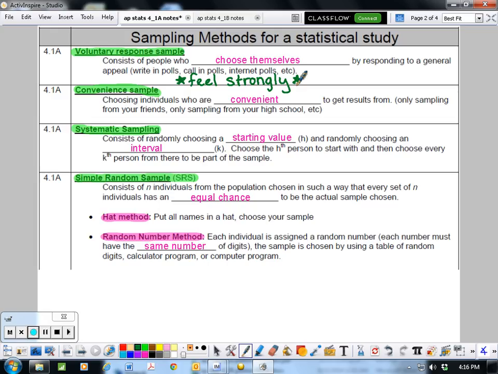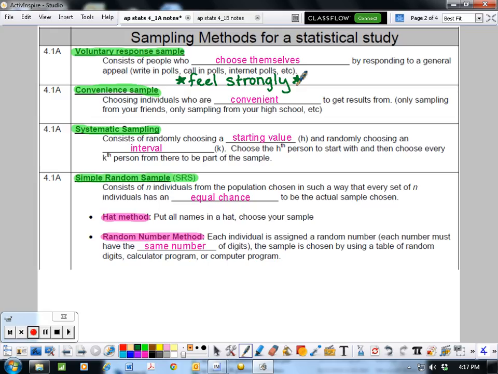Okay, our next one is a convenient sample. Choosing individuals who are convenient to get results from. Only talking to your friends. So if you want to look at all students at Colony High School and you want to identify how they feel about something, but you only talk to your friends, you're eliminating a lot of other people and a lot of other opinions because friends tend to think alike. And so you're limiting your information and it becomes unreliable.